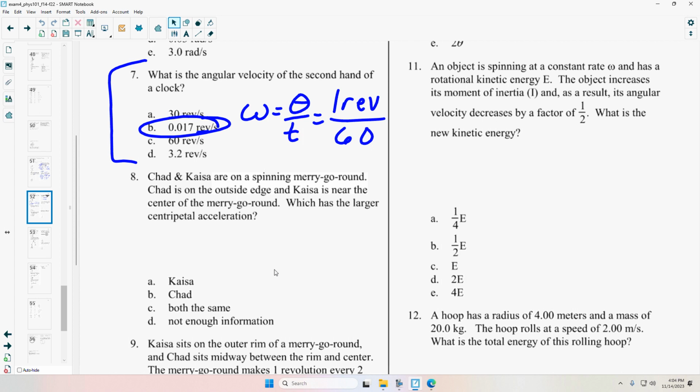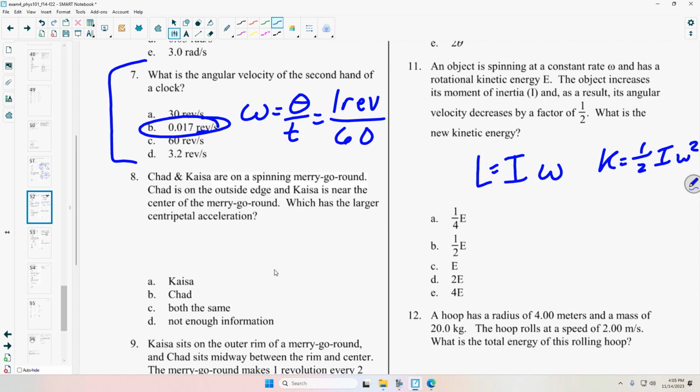So an object is spinning at a constant rate and has a rotational kinetic energy. You increase its moment of inertia, and its velocity decreases by a factor of a half. What is the new kinetic energy? So on these, you have two things going on. I have the angular momentum, L is equal to I times omega, and the kinetic energy, K is 1/2 I omega squared. And it says that I'm increasing the moment of inertia, so the velocity decreases by a factor of a half.